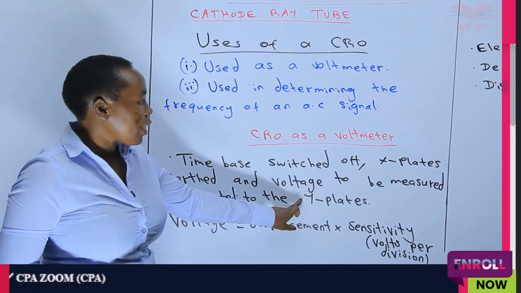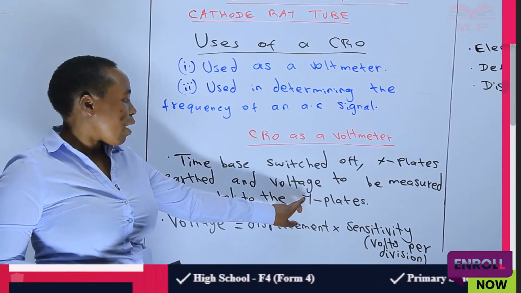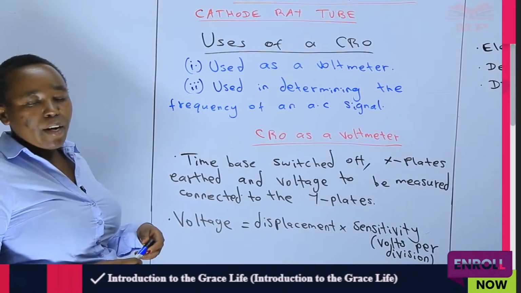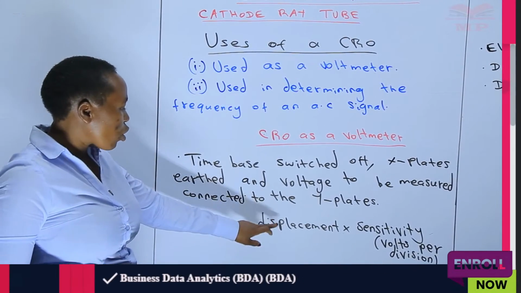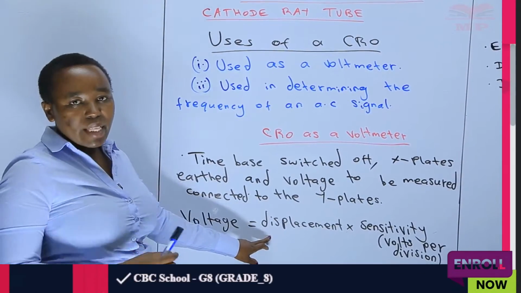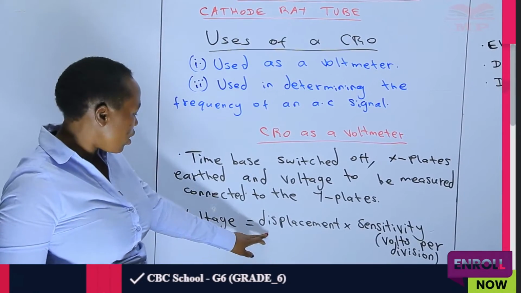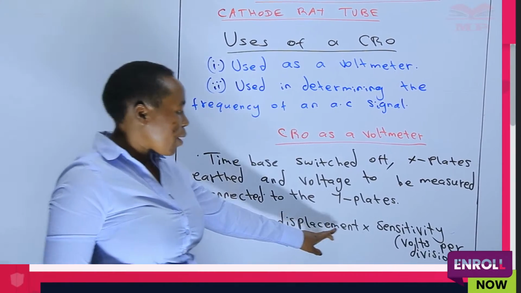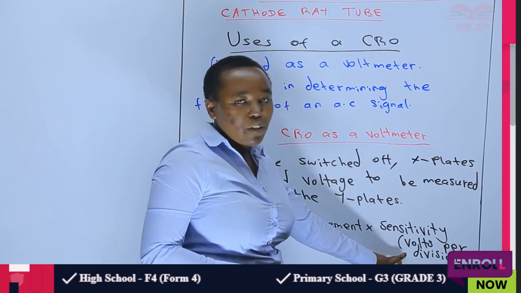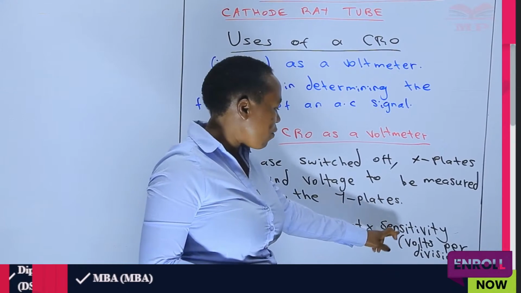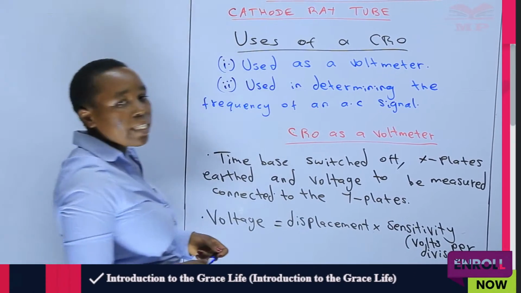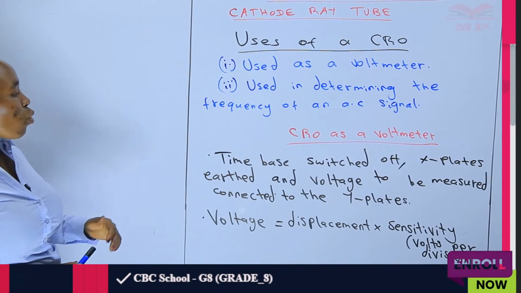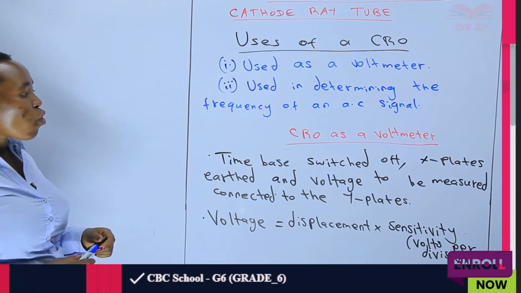Remember, we said that in the deflecting system, we have these Y plates which are responsible for the vertical deflection. And that's why we are talking of the displacement. We are going to apply this in our numerical calculations. So voltage will be given by the displacement multiplied by the volts per division. And this volts per division is also referred to as the sensitivity. So that's how we can use a CRO to calculate the voltage.